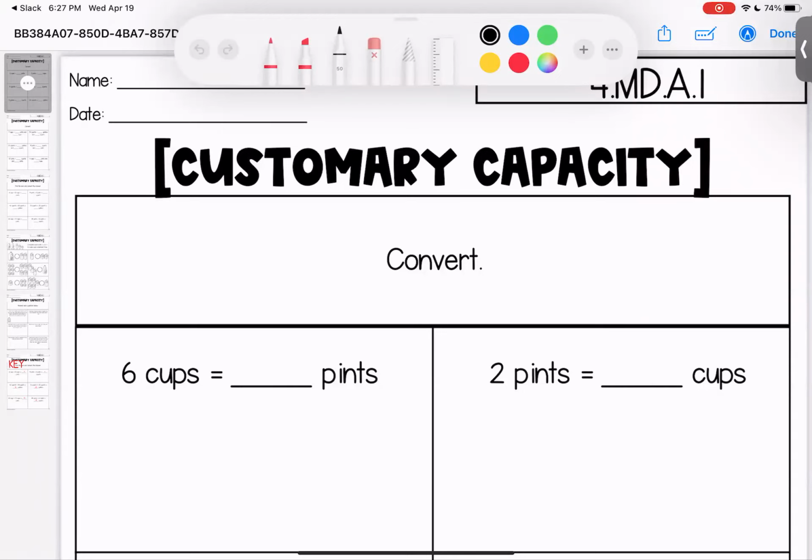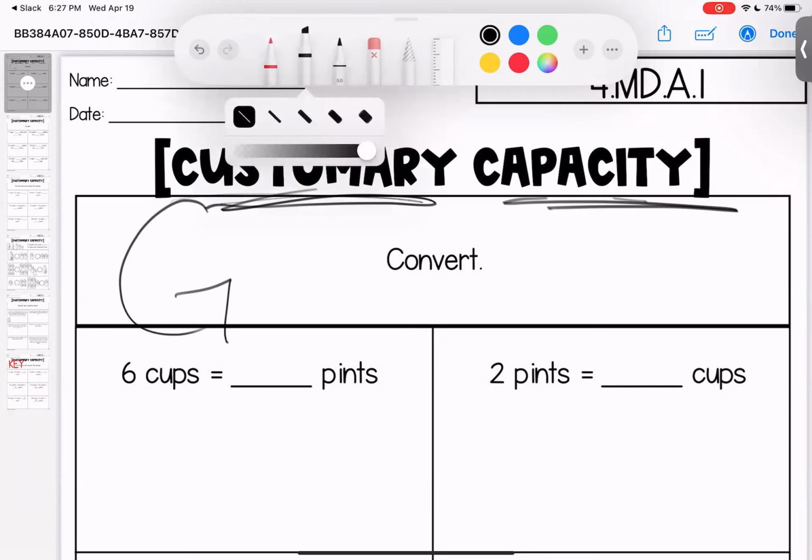It is time to look at this week's homework where we're talking about customary capacity, also known as the way that we measure liquids in the U.S. Don't forget the kingdom of gallon. We practiced drawing this in class. You have your printable. Use it as needed.